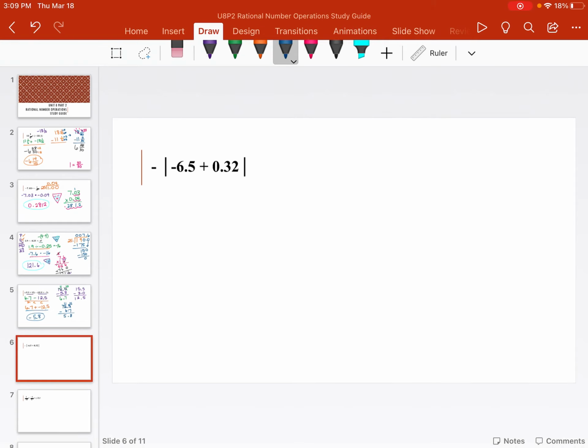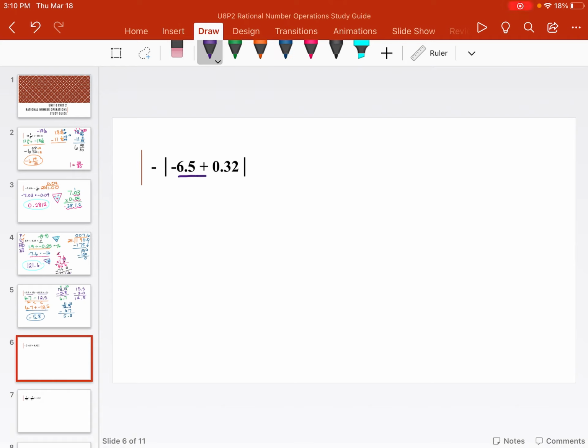Okay, that is an absolute value bar. Remember that absolute value makes things positive, but since it's got more than one thing inside of the absolute value bars, this is still order of operations. So absolute value bars are like parentheses in that they are grouping symbols. So I need to solve what's inside of it before I actually do the absolute value step.